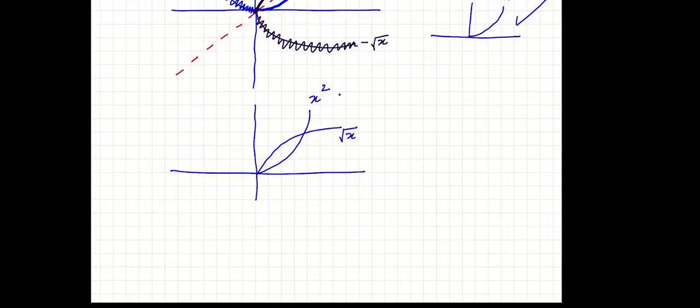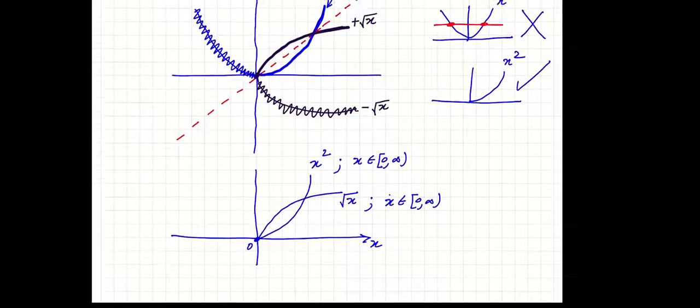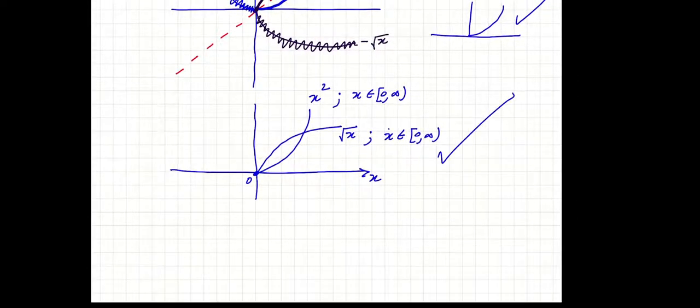Now you understand, when you are defining x squared, you have to give the specific domain. Domain means x values, right? So you can say from 0 to infinity, because starting from here, 0. Here you can say again from 0 to infinity. So under those domains, they are inverse to each other.